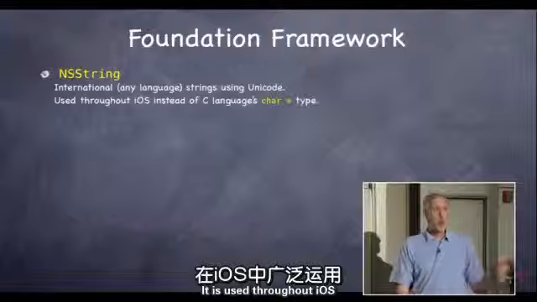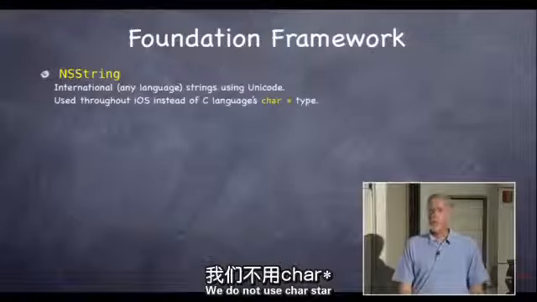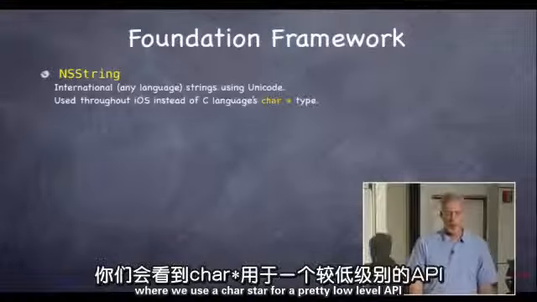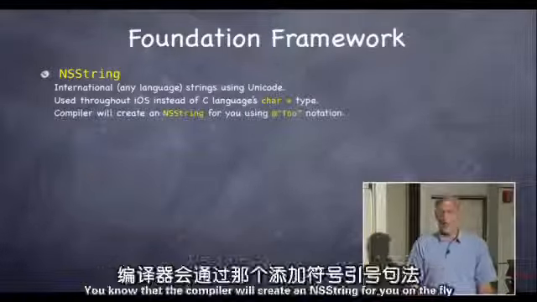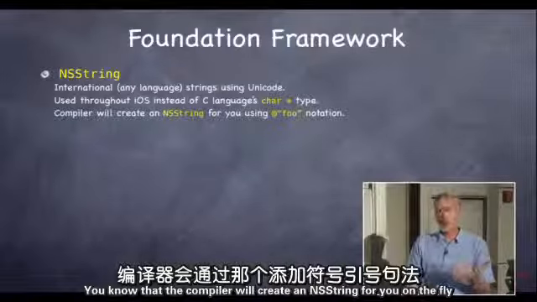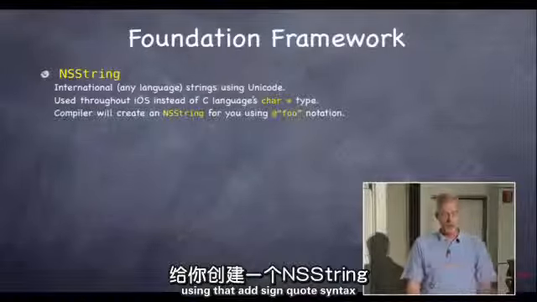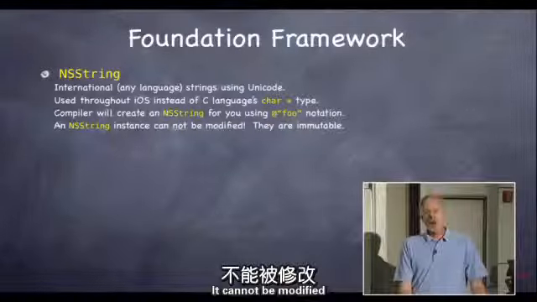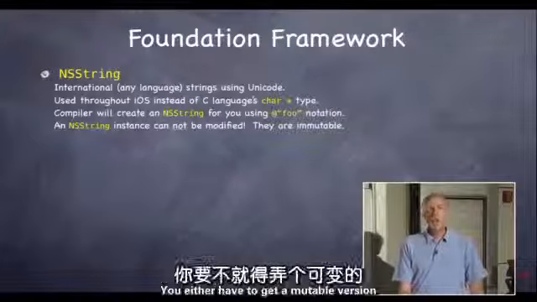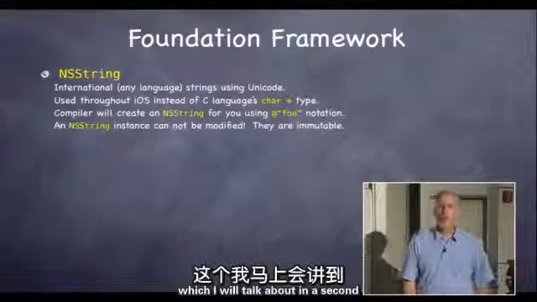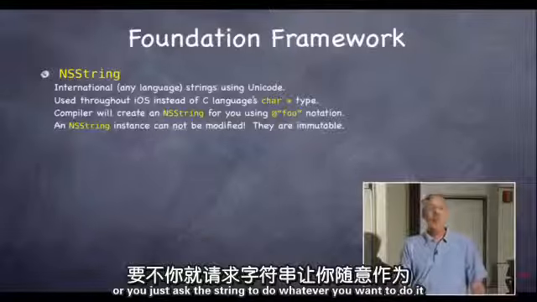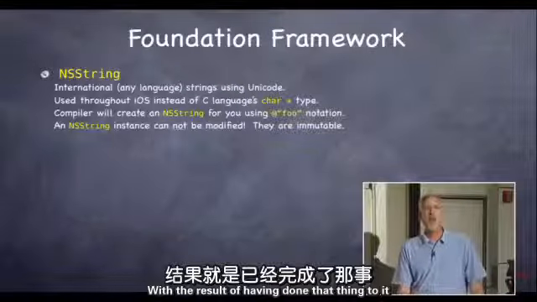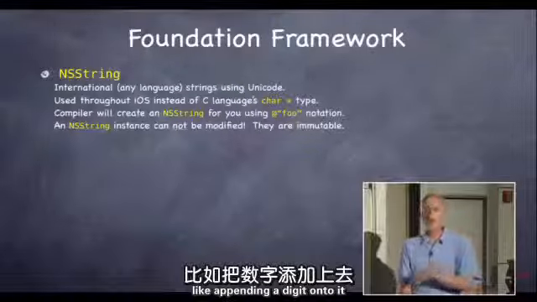It's used throughout iOS instead of char *. We do not use char stars. There's maybe one place you'll see in this quarter where we use a char star for a pretty low-level API. You know that the compiler will create an NSString for you on the fly using that @" quote syntax. NSString is immutable. It cannot be modified. If you want to modify it, you either have to get a mutable version, which I'll talk about in a second and which you probably don't want to do, or you just ask the string to do whatever you want, and it'll give you a new string with the result of having done that thing to it, like appending a digit onto it.